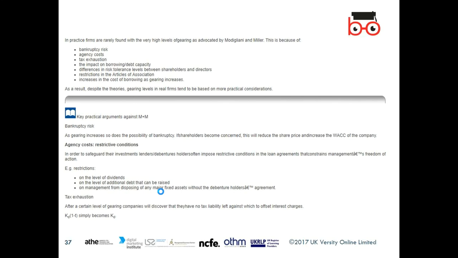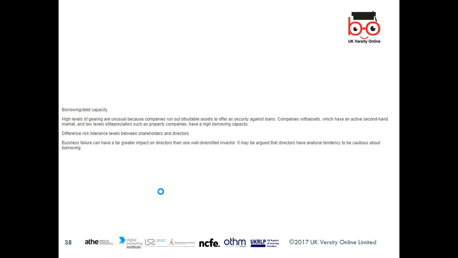So we need to look around the level of dividend. We need to look around how much additional debt can be raised, and the management is prevented from disposing of any major fixed asset without the debenture holders' agreement. So this we can look around, and we can try to offset the interest charges.